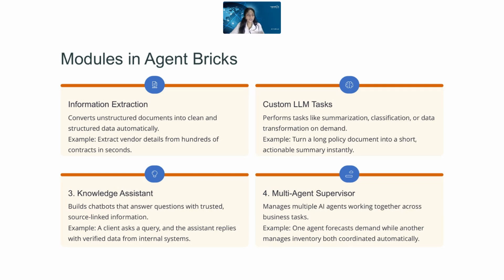Moving ahead with the multi-agent supervisor. The multi-agent supervisor has the capability to use all the modules that we just discussed. It can manage multiple AI agents working together across business tasks. For example, one agent can be used for forecasting, whereas another can be used for inventory optimization and so forth. So this is how the multi-agent supervisor can multitask as well. These are the four basic modules on which Agent Bricks is built.